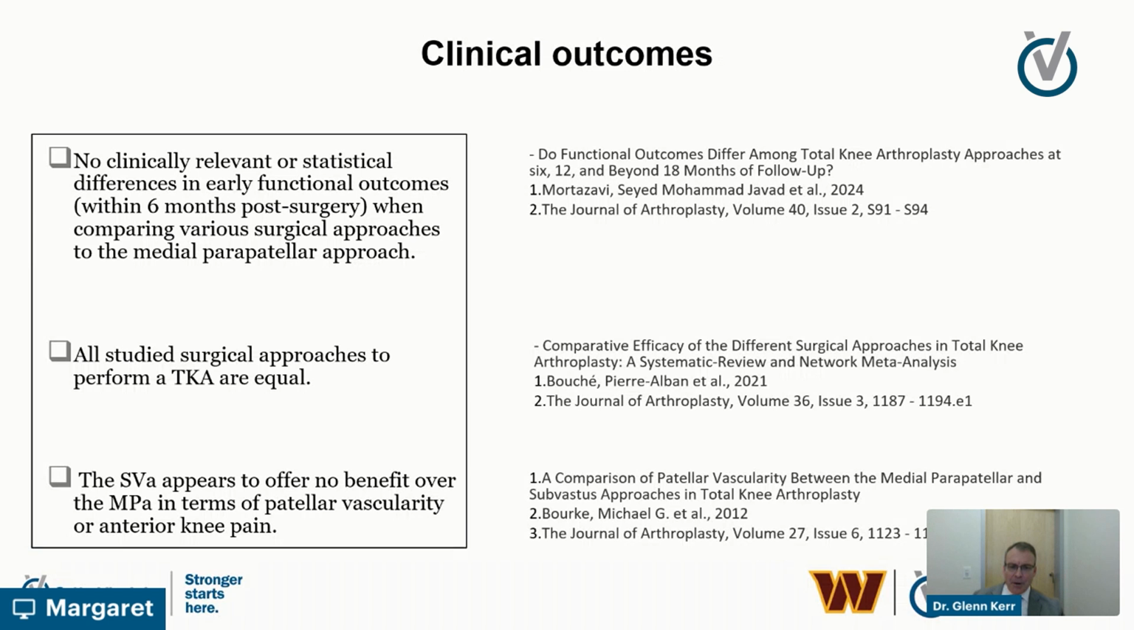And the last one was a comparison of the vascularity and the blood supply to the kneecap. And so as I mentioned, the geniculate arteries. These are arteries that come from the inside of the knee. That's one drawback of the medial parapatellar approach. And those geniculate arteries, when they were studied in anterior knee pain, they found that the subvastus approach, abbreviated SVA, appears to offer no benefit over the medial parapatellar approach in terms of the vascularity or the anterior knee pain. So patients had mainly the same amount of pain afterwards.